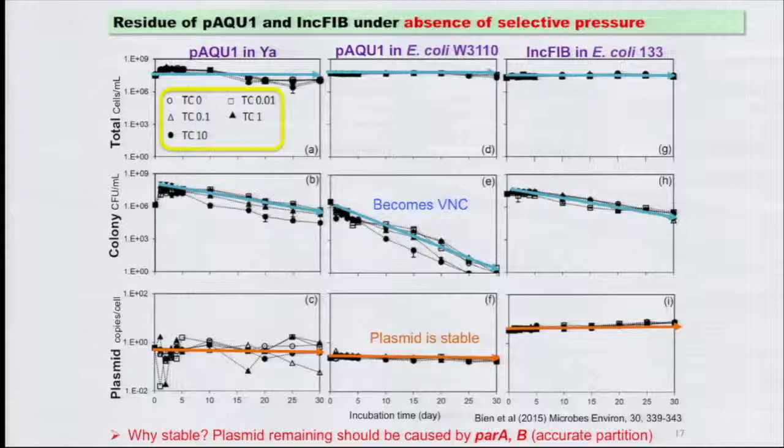In this case, the colony forming number is decreasing like this. This shows that the bacteria are going to the viable but non-culturable state. So colony formers are very decreasing. In any case, the plasmid number is stable. So this shows that if you do not have selection pressure, the plasmid is very stably retained in the bacterial community.